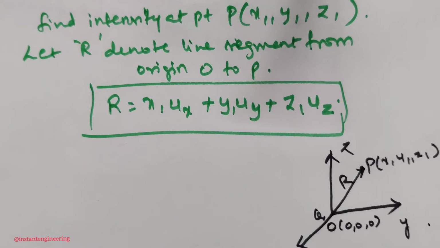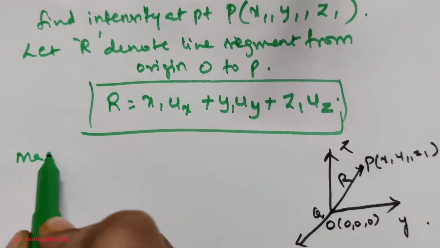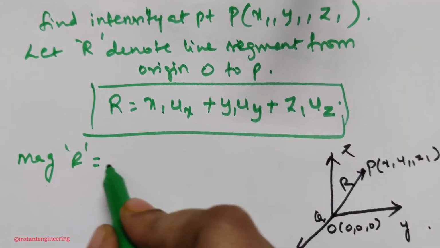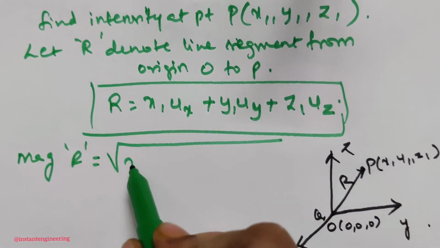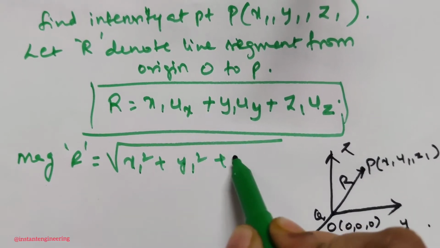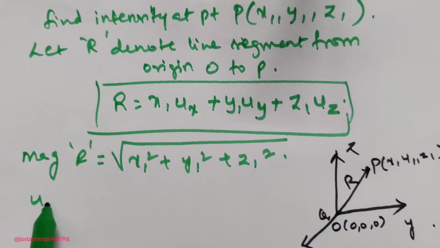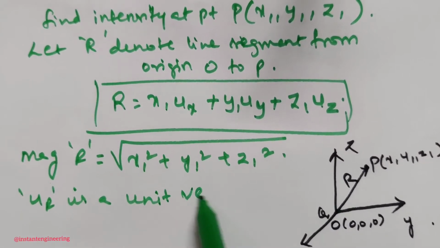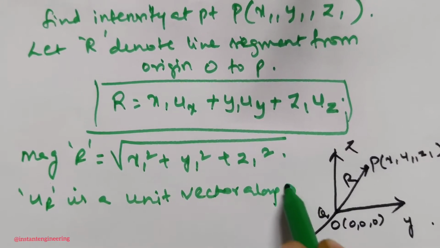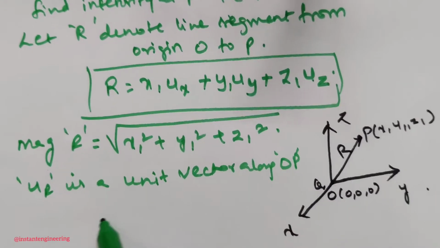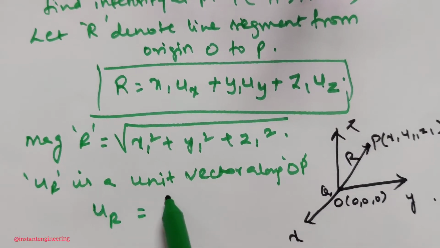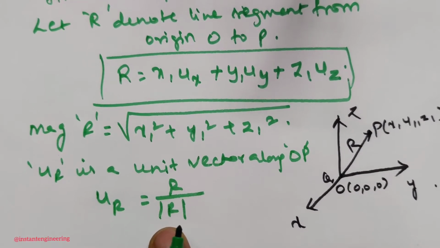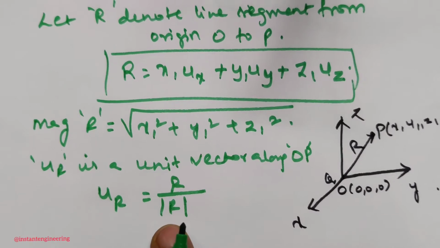Now see the magnitude of R. If you want to find the magnitude, it is the square root of this. In problems also we have done this. So this is nothing but the square root of x1 square plus y1 square plus z1 square. Here UR is the unit vector along OP. A unit vector is written as UR equals R by modulus of R. This we have already seen, it is just like Coulomb's law.